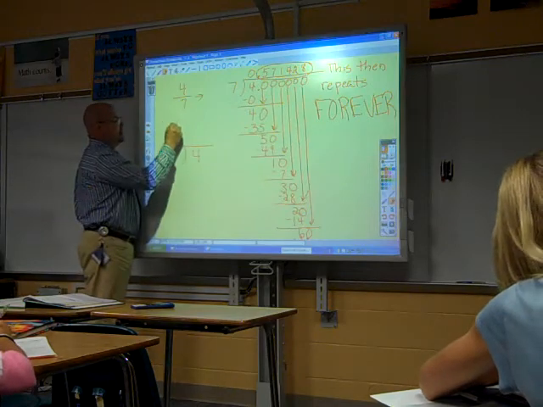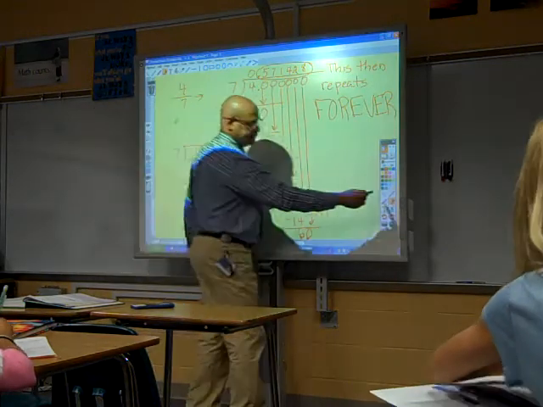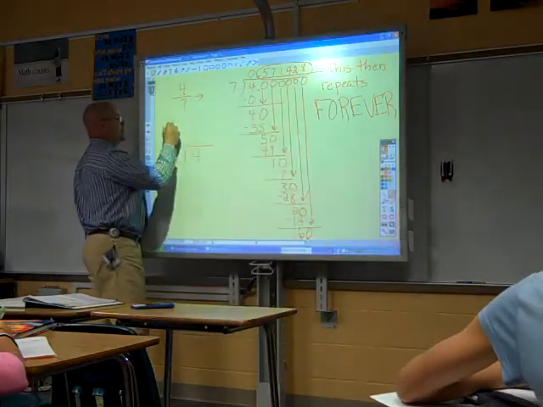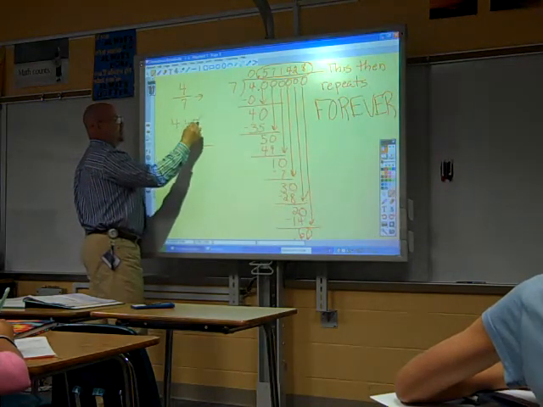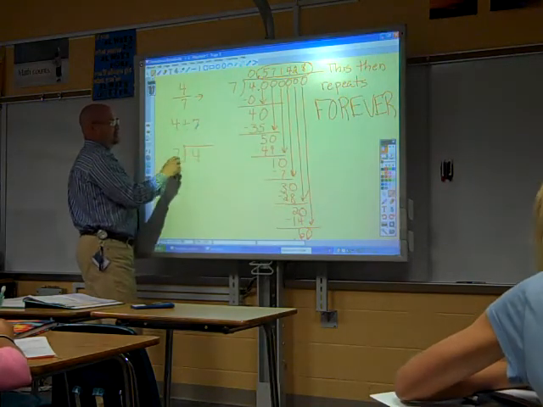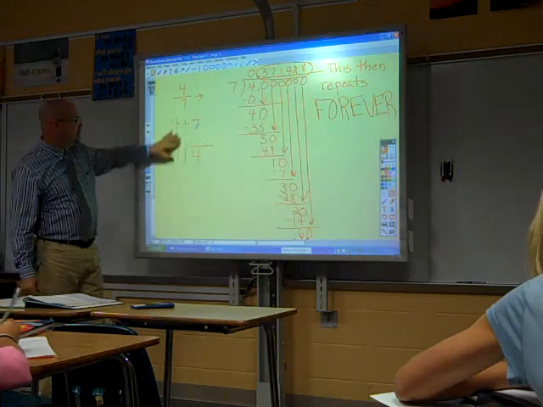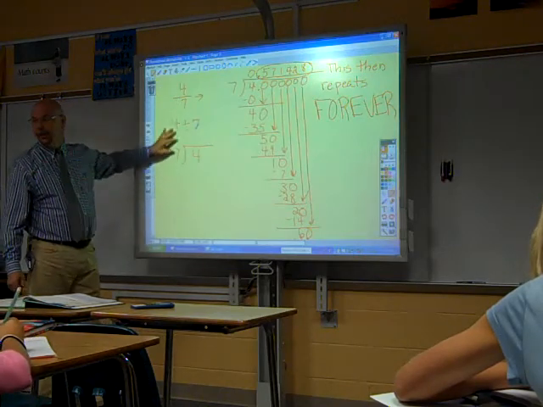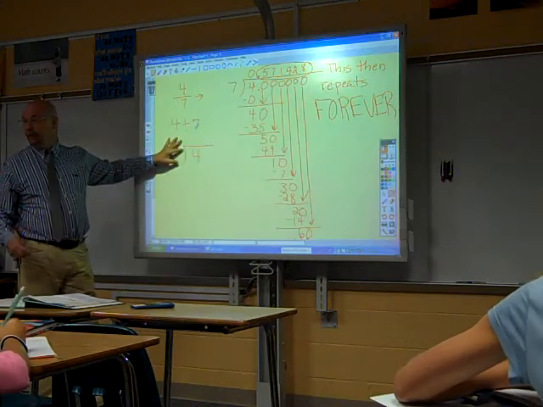Sometimes you might see this as this. Sometimes you might see this as 4 divided by 7. And the same thing, 4 and 7. Okay, all three of these are the same exact problem. You have to know how to write them appropriately.